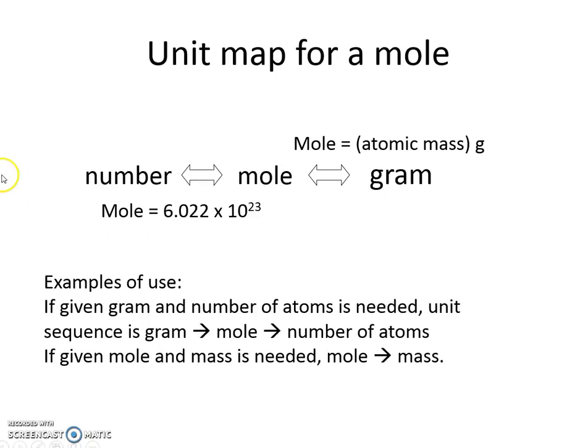For instance, let's say I give you grams of something and I ask how many atoms are in that. Well, then you can see you need to convert gram to mole and then mole to number of atoms. You look up the atomic mass and you then have your number that goes there. And you always know that a mole is equal to 6.022 times 10 to the 23 atoms. Or if you're dealing with molecules, you would put molecules after that.